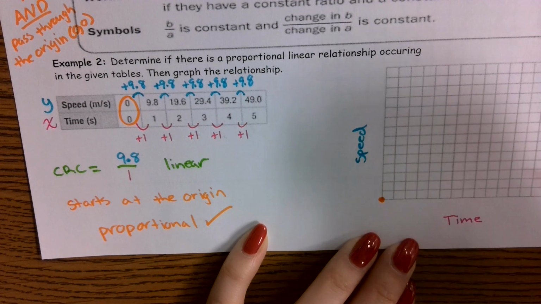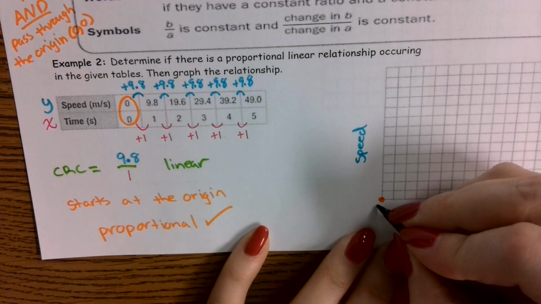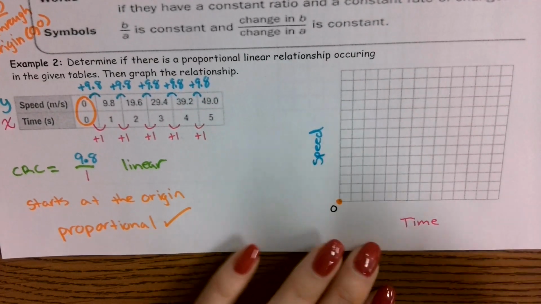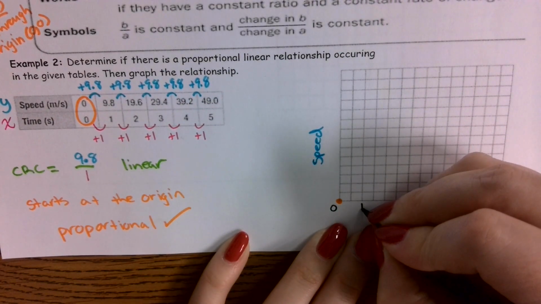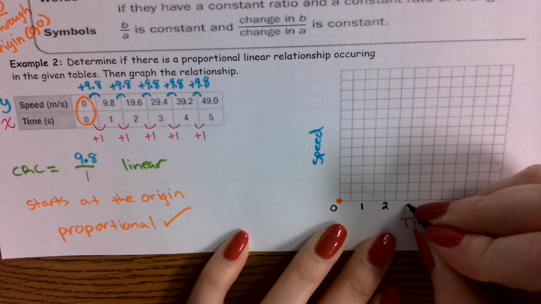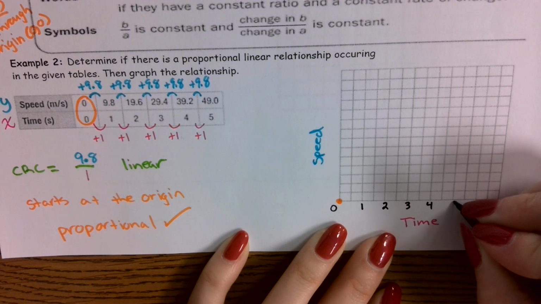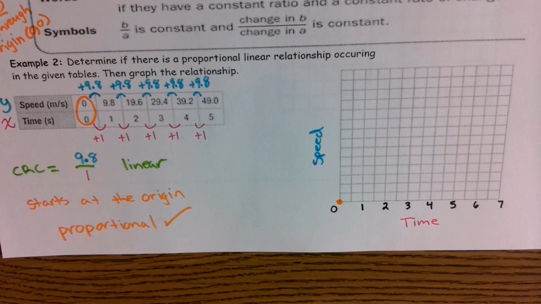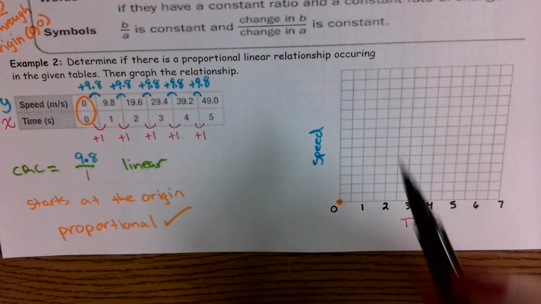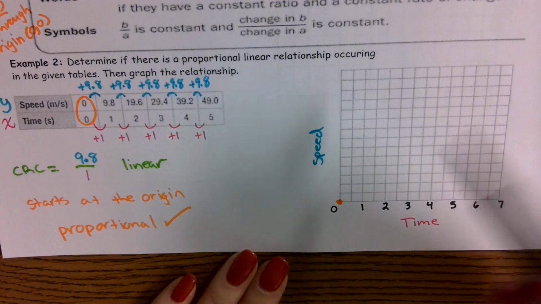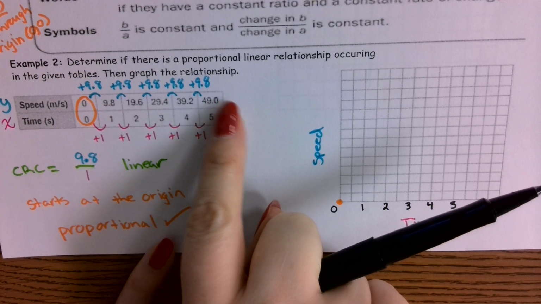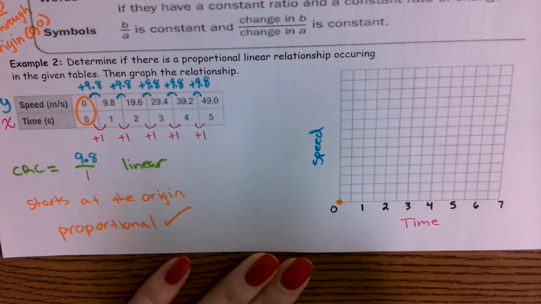I know that my point 0, 0 is located here. I'm going to go ahead and skip every other line when I'm graphing my point. So that's going to be 1, 2, 3, 4, 5, 6, and 7. You don't have to do that like mine if you don't want to, but I'm just choosing to do so. And then for my y-axis, I know that I'm going to have to go all the way up to 49. It's a good idea to be able to go past that.